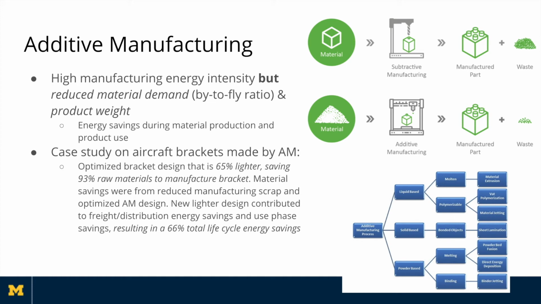Though additive manufacturing has a high energy intensity compared to other manufacturing processes, it has a very low buy-to-fly ratio, and the products are usually lighter. One study on aircraft brackets showed that they were able to reach 66% total life cycle energy savings just by using additive manufacturing. The new, optimized design was lighter and used less materials, reducing manufacturing and transport energy use.